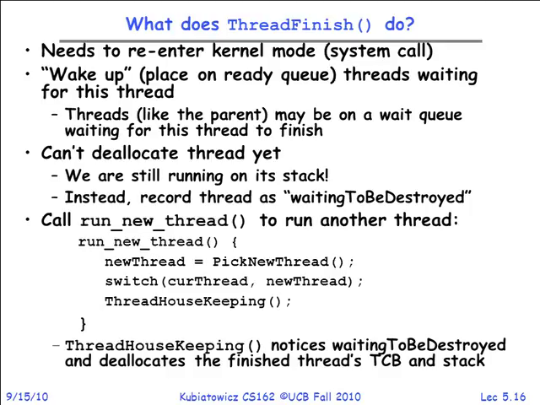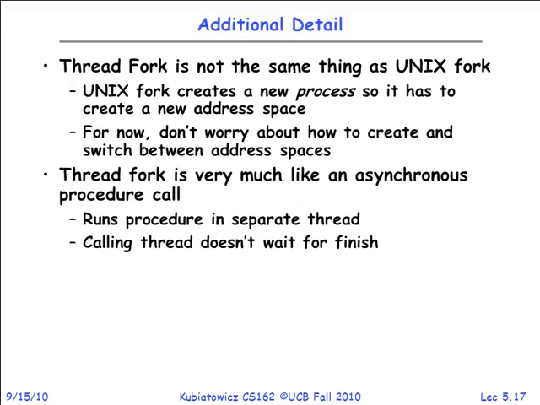The way I'm describing it here, thread fork is not quite the same as Unix fork, because Unix fork actually creates a new process. So it has to create a whole new address space, and we've been only dealing with threads so far, so processes are not our worry. Thread fork is kind of like an asynchronous procedure call. Basically it says, here's the thing to run, go do it. And I don't wait for it to finish, I go on and do what I was doing.